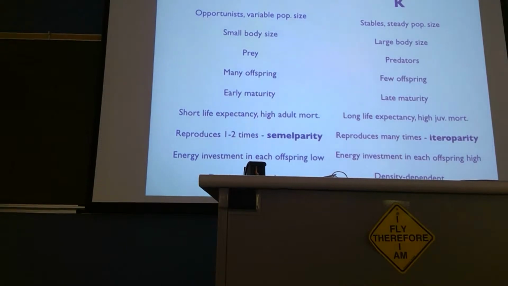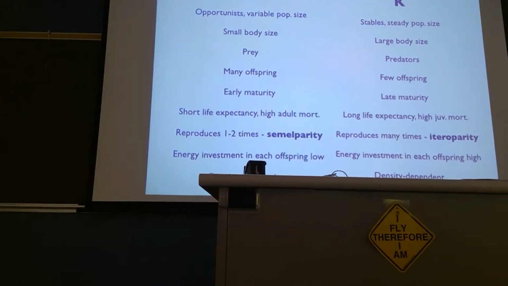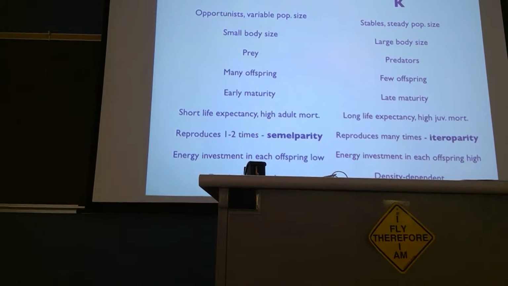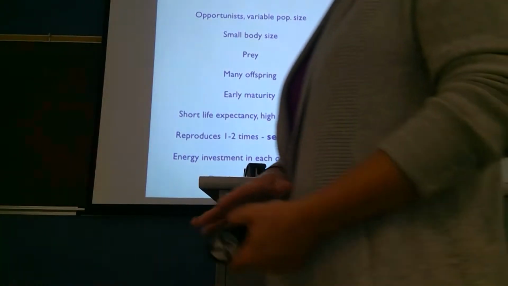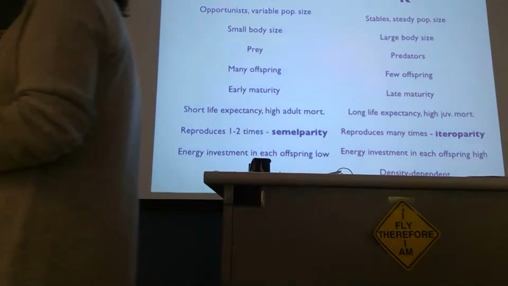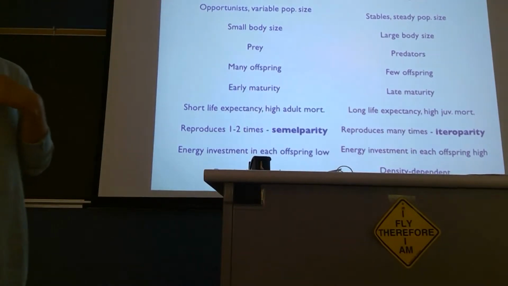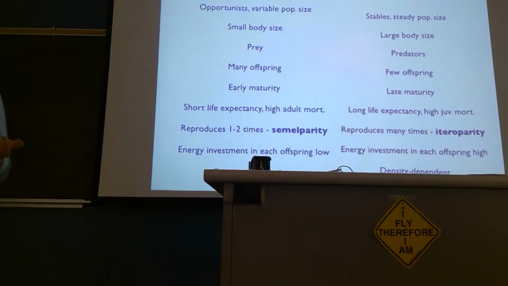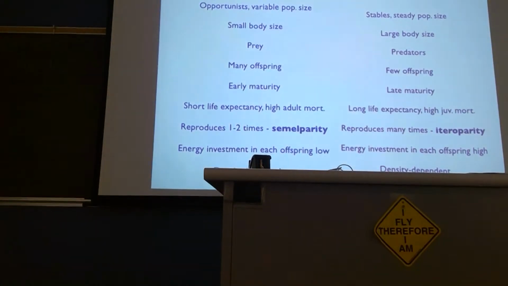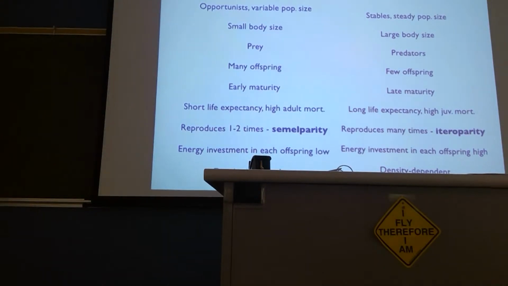All right, the opposite of this are the K life history strategists. They tend to be what we call stables. They maintain stable body size, stable body temperature, stable population size. They are in environments that tend to be very stable over time, and if there are changes, they live long enough that they can withstand those changes without big consequences to population size. They tend to be big. They tend to be predators.